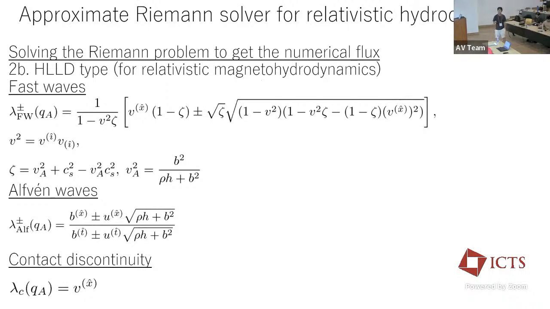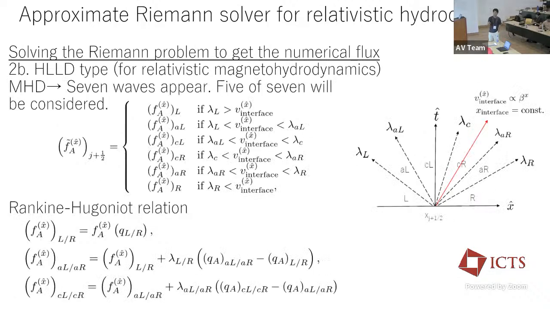But I have to mention the wave speed in these programs. Basically, you have 7 waves, but we ignore the slow waves, 2 of 7. So there appear 5 waves. 2 of them are fast waves. The characteristic speed is approximately given by these equations. This is given by the diagonalization of the Jacobian matrix in the special relativistic MHD case. And also the Alfvén waves are given by these equations, and finally the contact discontinuity in the middle here, right?